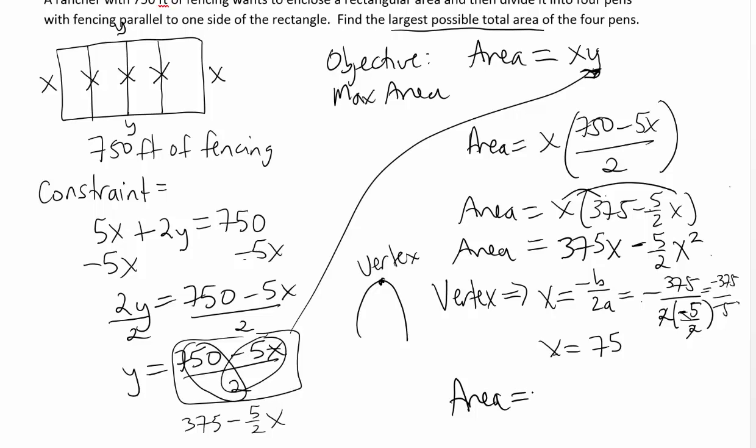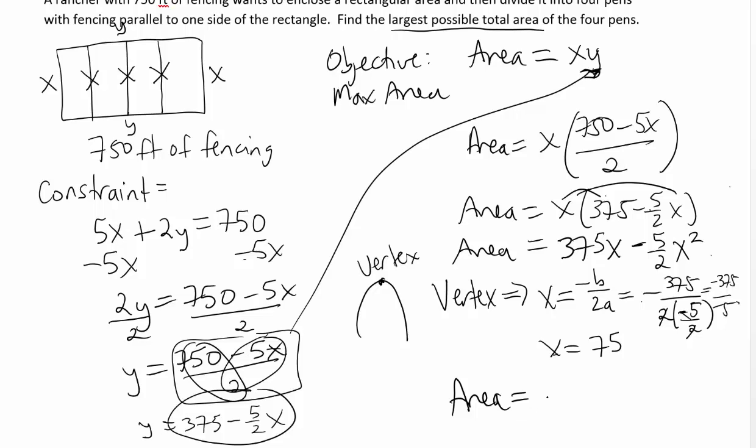We don't really need to know what y is. If you did want to know what y is, you could go back to this constraint right here and plug in 75 for the x, and that would tell you what the y would have to be. But since it doesn't ask me that, I'm going to just find my area.